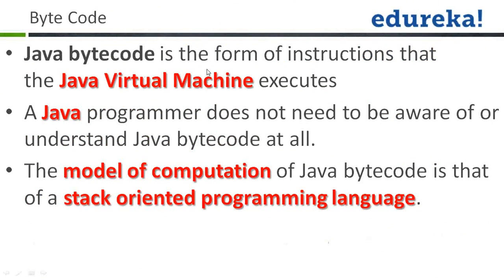Now, let's see what is a bytecode. Java bytecode is the form of instructions that the Java virtual machine executes, as I told you. A Java programmer does not need to be aware of or understand Java bytecode at all, because you just have to do the programming. You just should have an idea what a bytecode is and how Java is platform independent, but you do not have to go deep into bytecode as a programmer. The model of computation of Java bytecode is that of a stack-oriented programming language. You would have heard of stack, a data structure which follows the last in first out procedure: the last element that comes into the stack is the first one that can be taken out. So bytecode follows the same stack-oriented pattern.